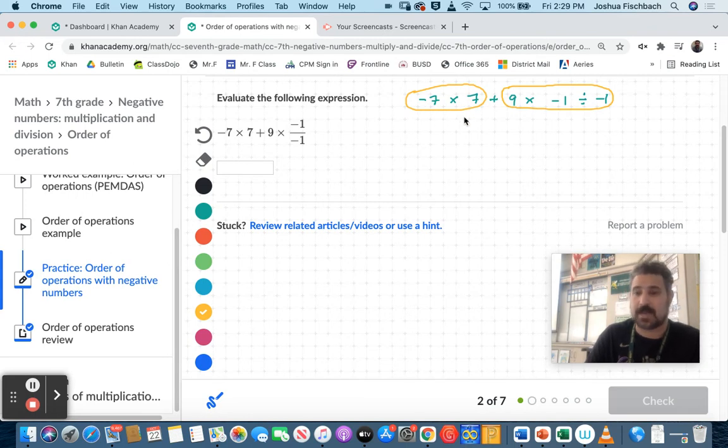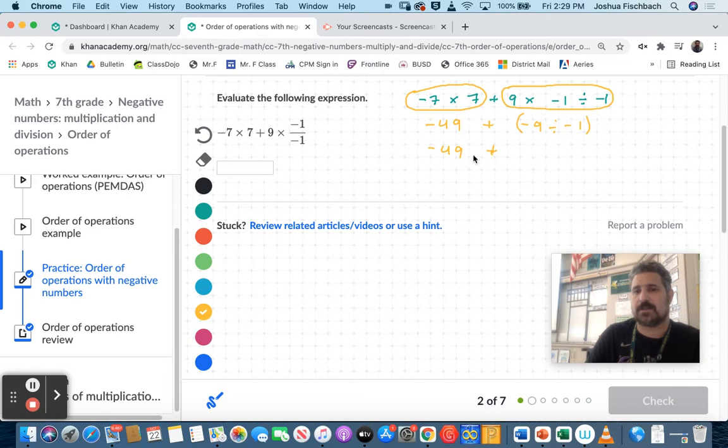Positive times negative is a negative, and 7 times 7 is 49, so this becomes negative 49. We're going to add that to whatever this thing is worth. Now, when you're multiplying and dividing, those things happen at the same time from left to right. So you're going to do 9 times negative 1, which is negative 9, and then negative 9 divided by negative 1. Now, negative 9 divided by negative 1 is a positive 9, because as you know, when you have a negative divided by negative, it ends up being positive.